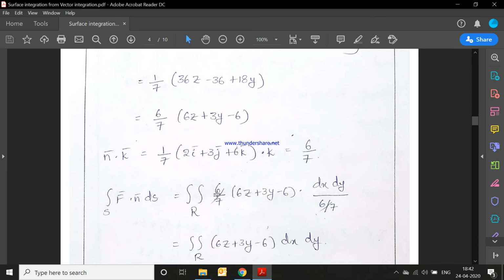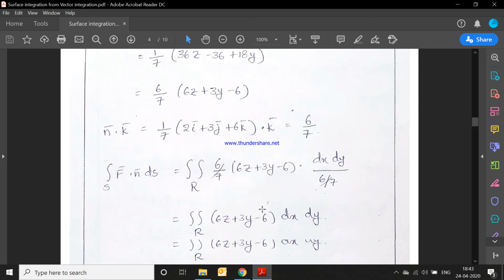Then substitute all the values in the integration. We get the double integral over R. So f bar dot n bar value is 6 by 7 into (6z plus 3y minus 6) dx dy by modulus of n bar dot k bar. So n bar dot k bar is 6 by 7. If you apply the mod, it is a positive value, so that's why we get only positive 6 by 7. So 6 by 7 and 6 by 7 cancel.